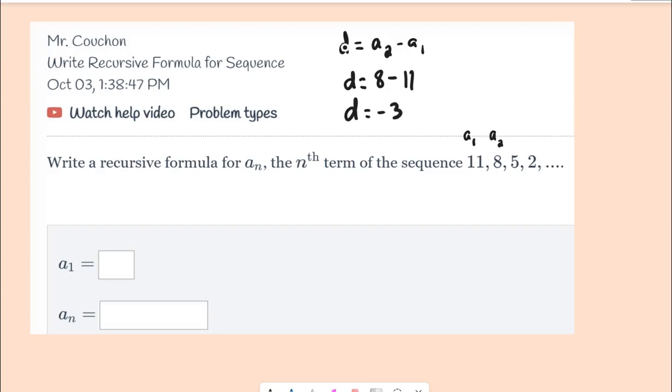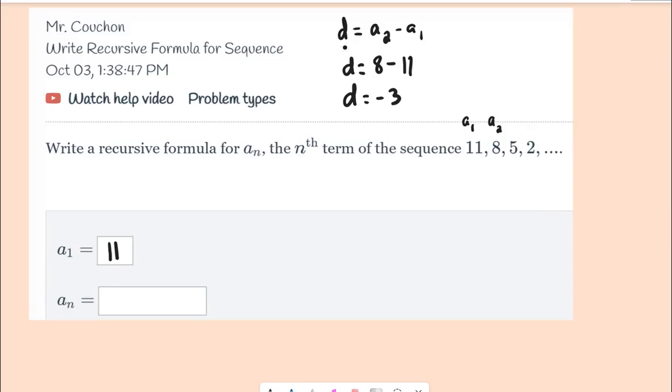Now let's go to what they want. They want a sub 1, so that's 11, that's easy. And now we're going to take the previous term, so we would write this as a sub n minus 1, and then we're going to subtract 3. And that is the recursive formula for this sequence: a sub n minus 1 minus 3.